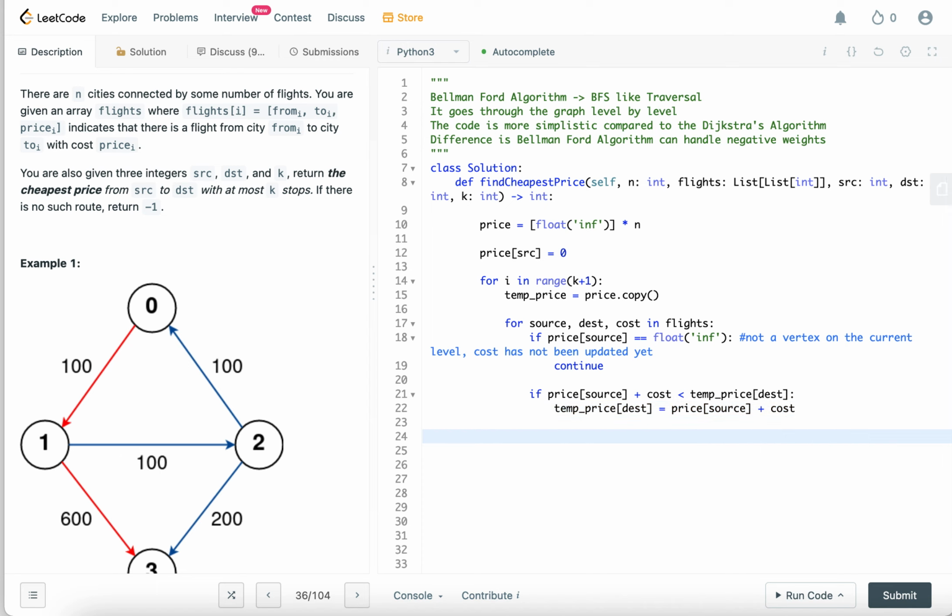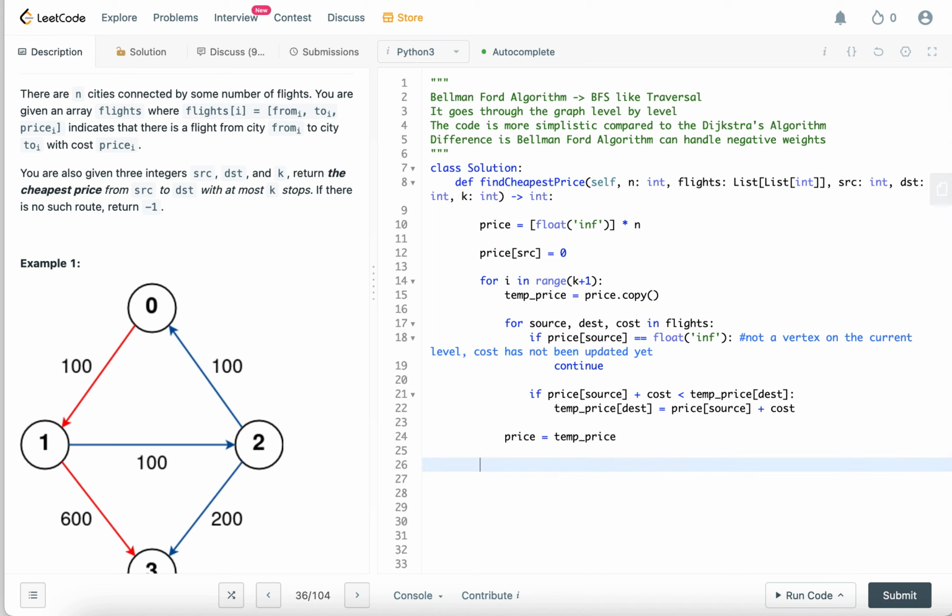And I think this is it. And at the end of here, you know how we made a copy, then we're just gonna set price equals temp price. So we're gonna push everything on the current level back into our main price list here.